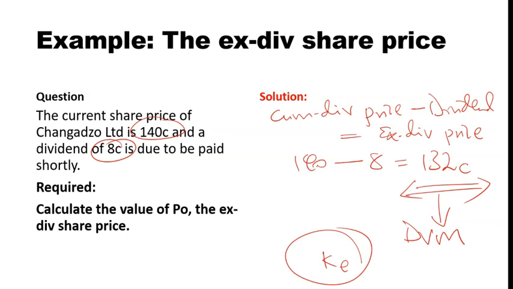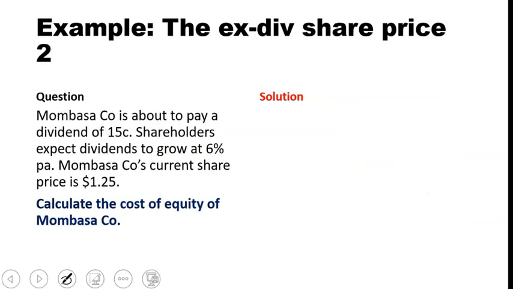But I think on these ex-div matters, we need to look at this example and see what is going on. Mombasa Coal is about to pay a dividend of 15 cents. Shareholders expect dividends to grow at 6% per annum. Mombasa Coal's current share price is $25. Calculate the cost of equity of Mombasa Coal.